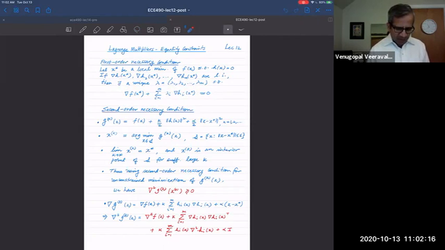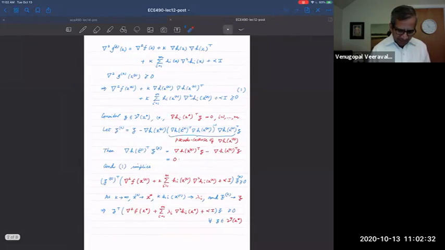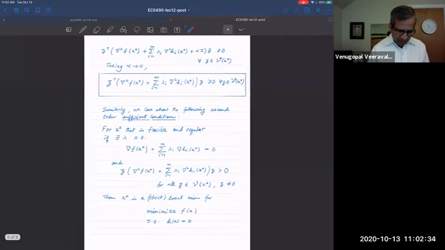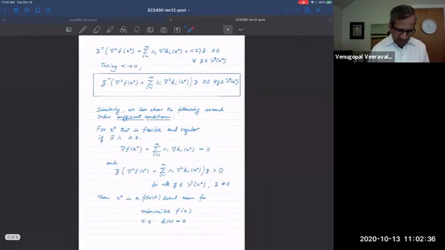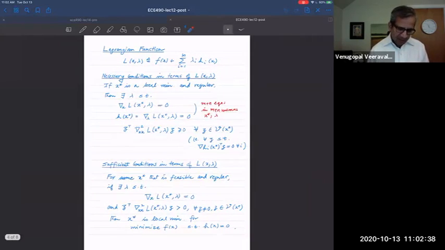So you first check if X star is regular, and then a necessary condition for it to be a local minimum is this equation, the Lagrange multiplier equation. Okay, and then we also looked at second order conditions. Maybe get to the final result, and we'll talk about how it's related to what we're going to talk about today. Okay, so this is the result.